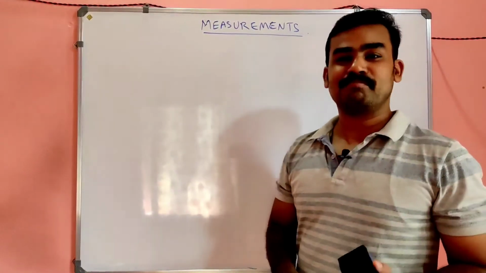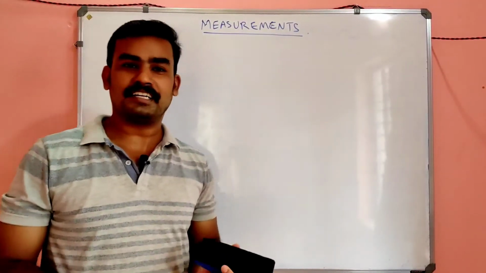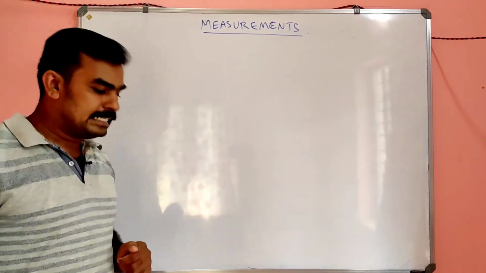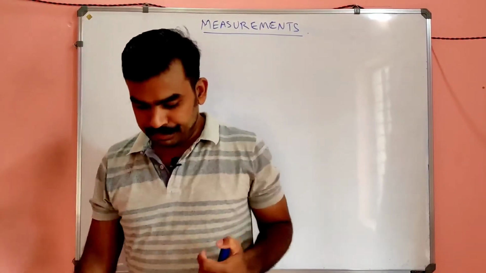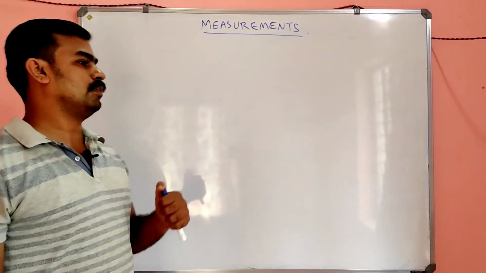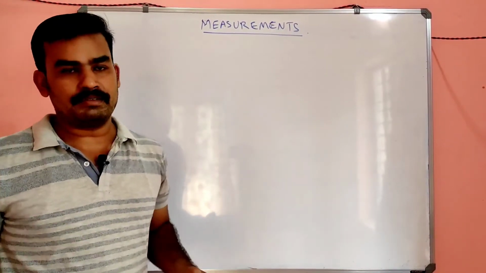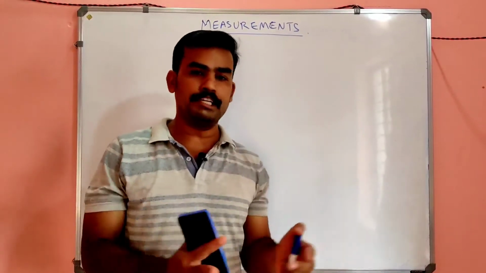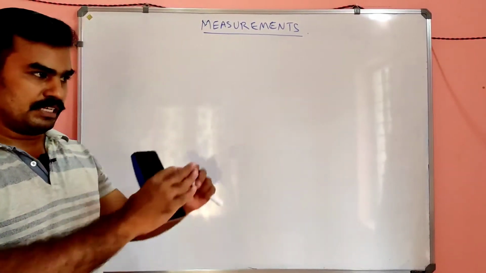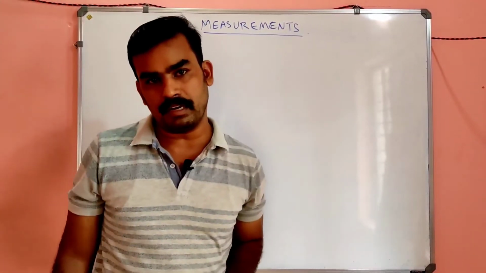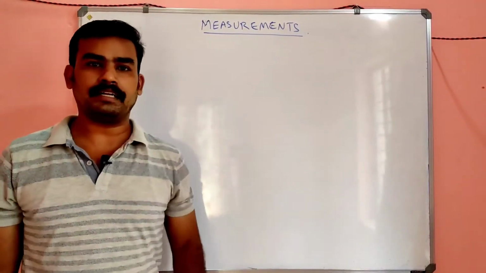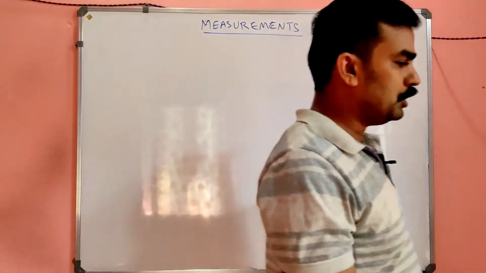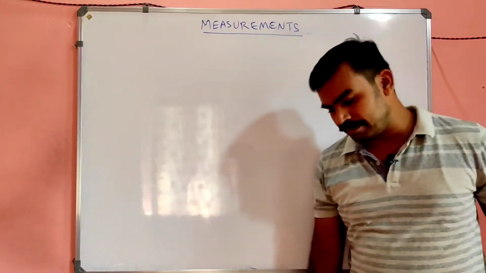So we started measurements, right? Yesterday we started measurements. We did some error analysis and some problems regarding that, and we found the expression for the maximum error, right? Maximum error if it is in an additive or subtractive manner, or if it is in a division or multiplication manner. Anyway, you can directly find the error, correct? And we found a conclusion, right?